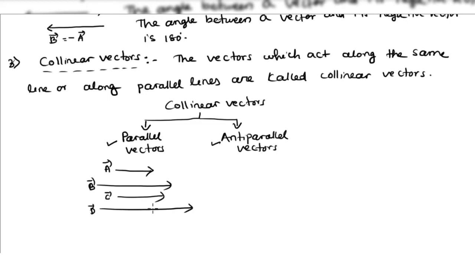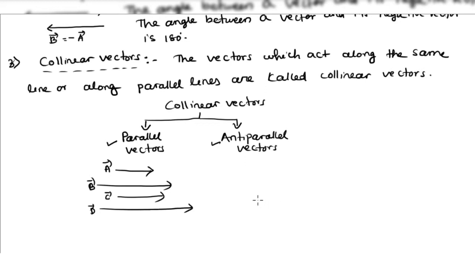So remember that when we are defining parallel vectors, we should ignore their magnitudes. We should focus on their directions. If all the vectors have the same direction, then they are said to be parallel vectors. They may have same magnitude, they may not have same magnitude. It doesn't matter. Two vectors can be parallel if they have same direction, irrespective of their magnitude.